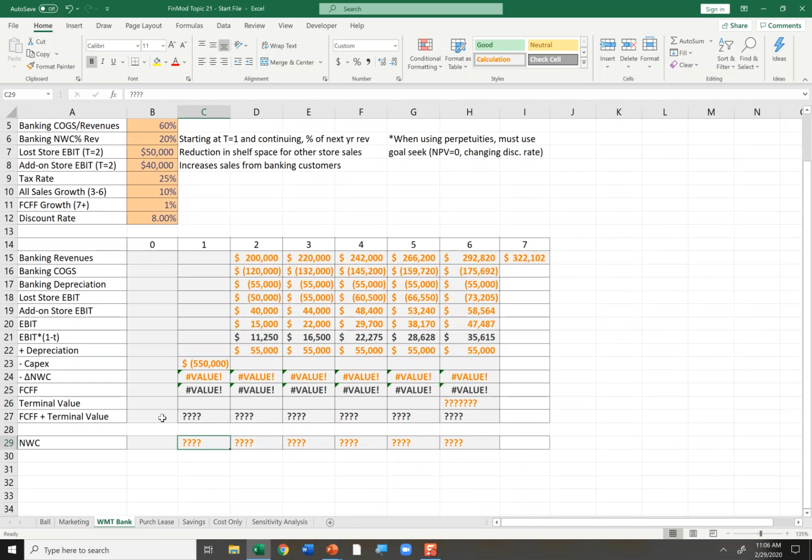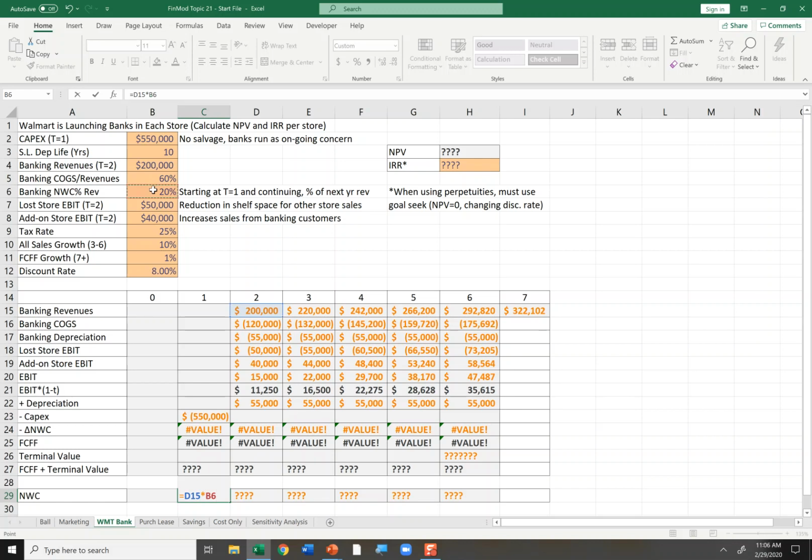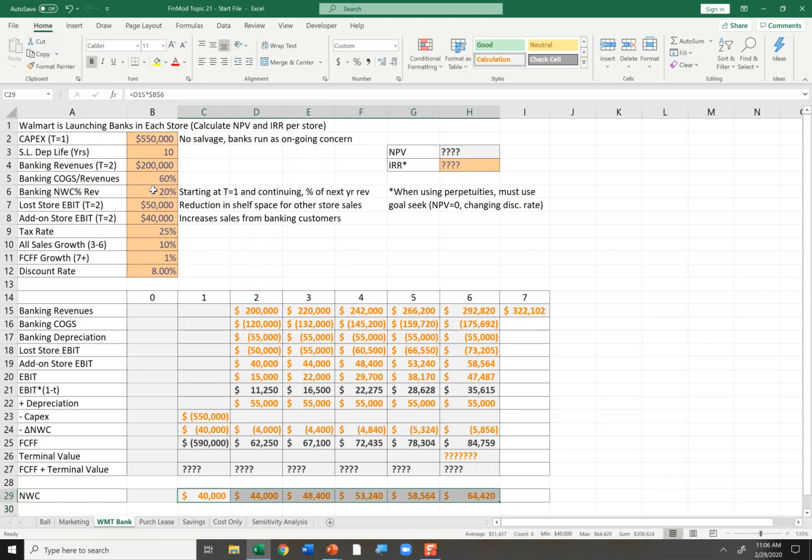Net working capital, let's just assume that's going to be some percentage of the following year's sales, and that percent is 20%. So I'm going to anchor that. So this is my net working capital. So my change in net working capital, I don't need any today, but a year from now, I'm going to need $40,000, and then it grows basically with sales. And it doesn't zero out. Notice it does not zero out and come back.